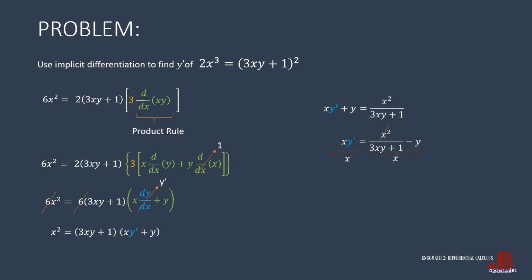Divide x to both sides of the equation, thus coming up with y prime is equal to x upon 3xy plus 1 minus y over x. To come up with a single fraction, take the least common denominator, which is x times 3xy plus 1. The numerator then transforms into x squared minus y times the binomial 3xy plus 1.